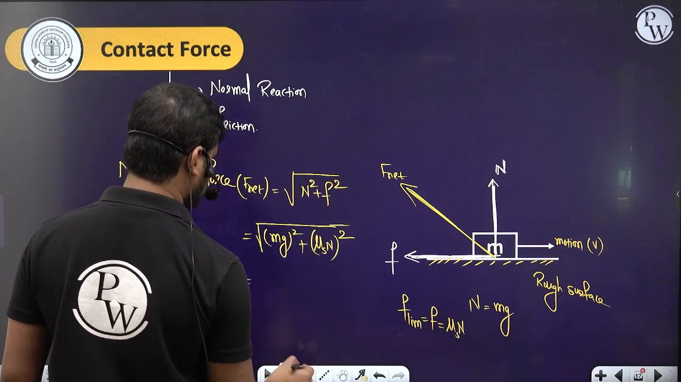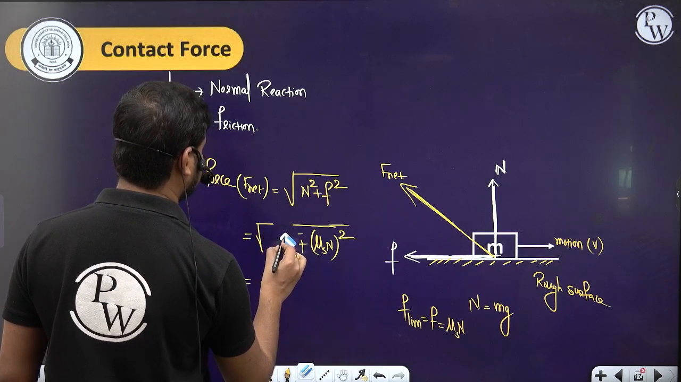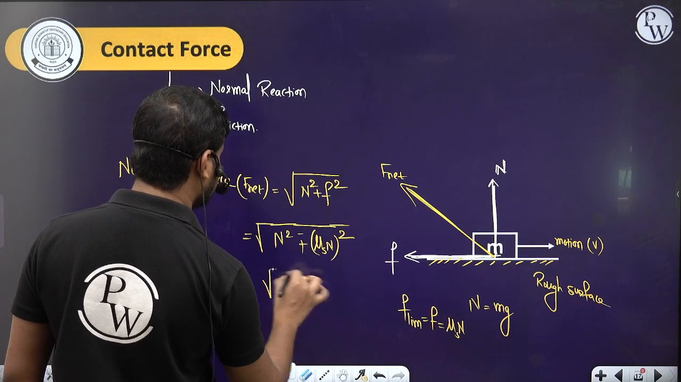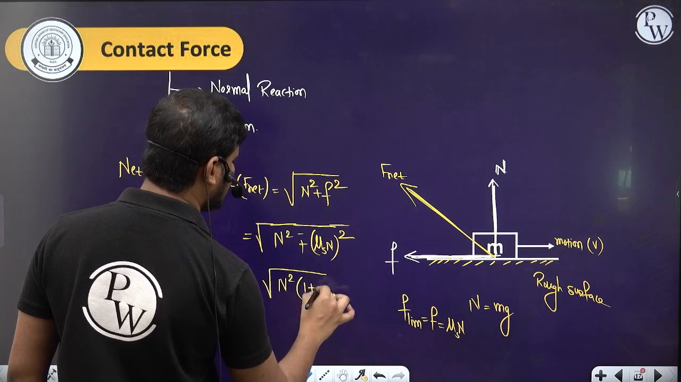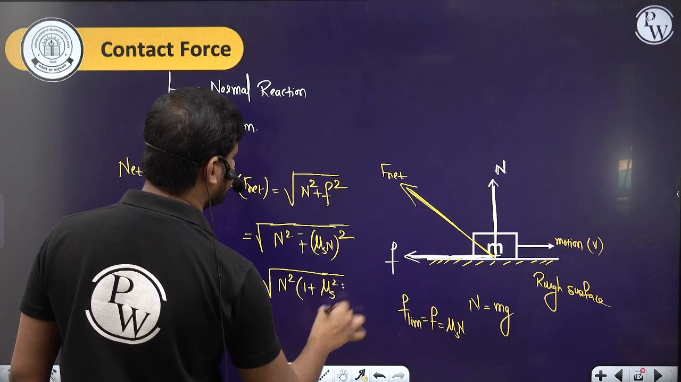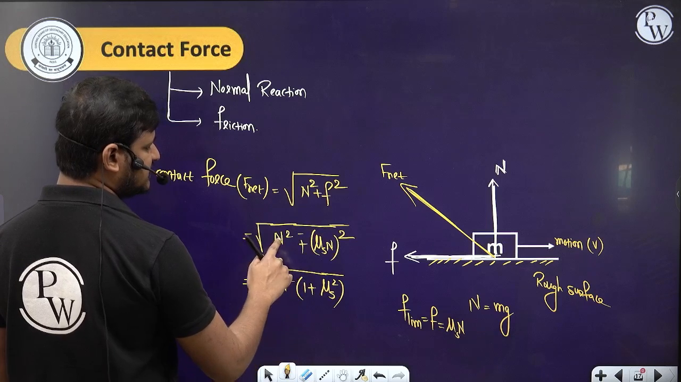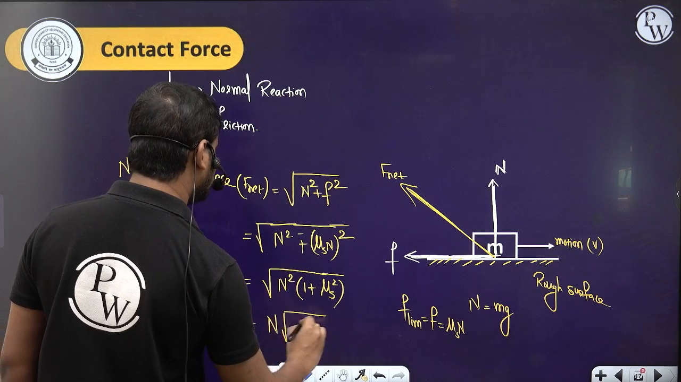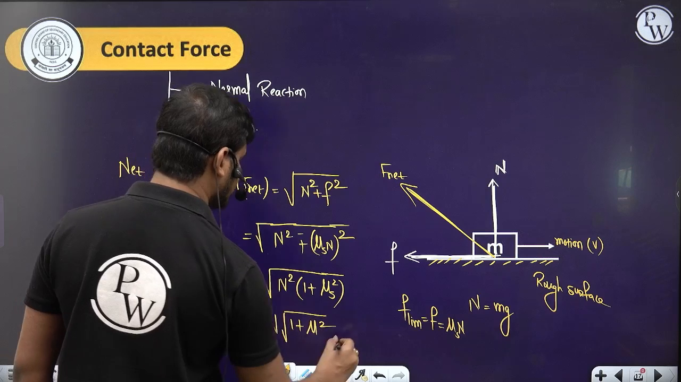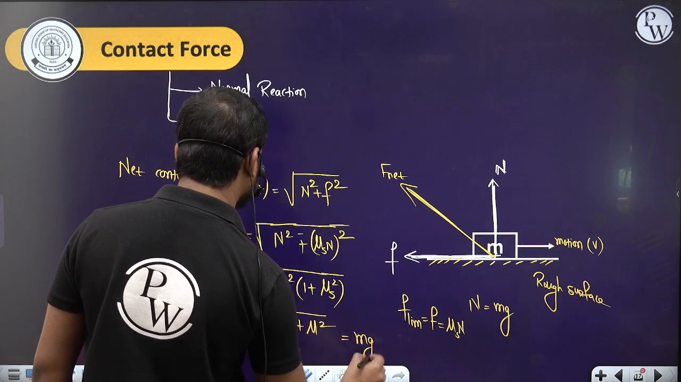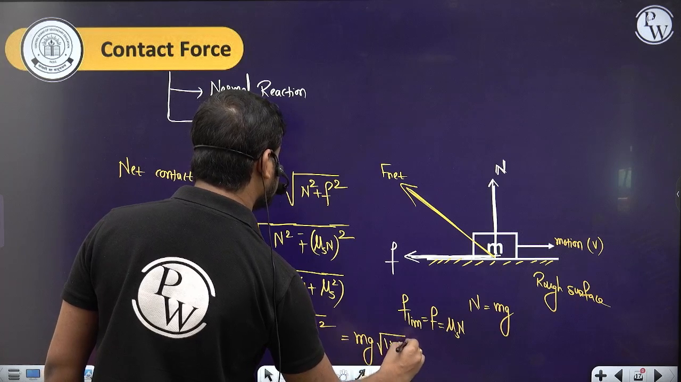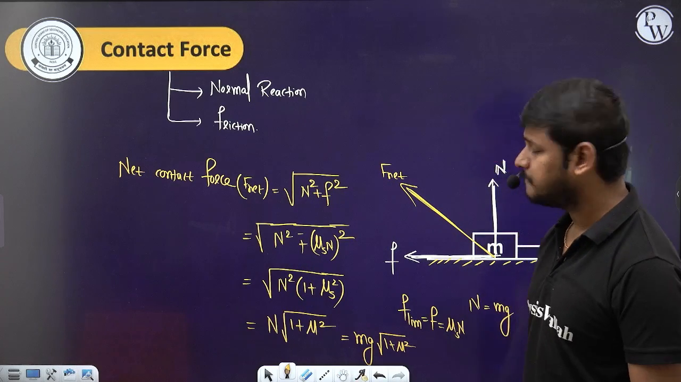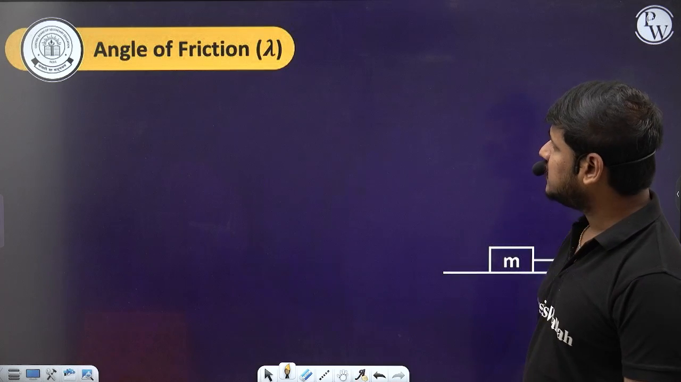So let N square be N square itself, we'll take it out. Then N square is common in both. So 1 plus mu s square, and N square I am taking out. So N into the square root of 1 plus mu s, or simply mu, square. In place of N, if you need mg, so mg into the square root of 1 plus mu square. This is the maximum or net contact force. Clear? Understood, guys? Chalo.